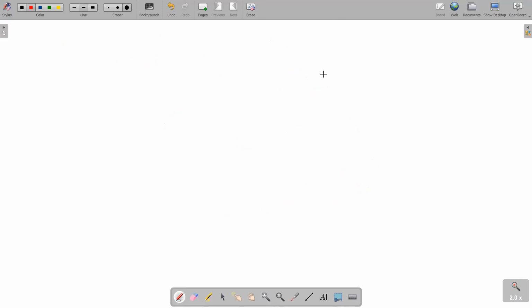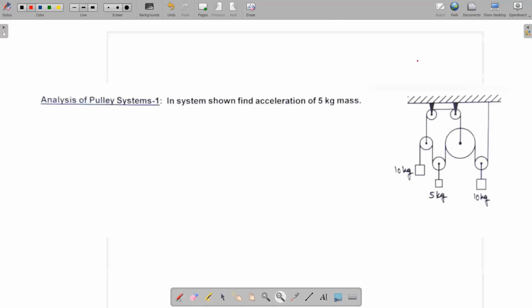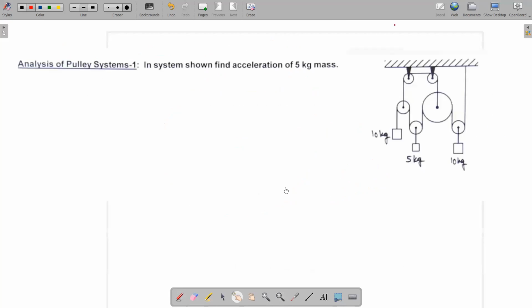See, I'm taking one question. With the help of that question, I'll make you understand how to do this. See, this is the spring pulley system. In this case, we have to find the acceleration of the 5 kg mass. You have to find the acceleration of this.